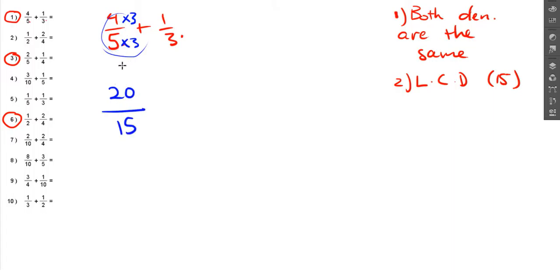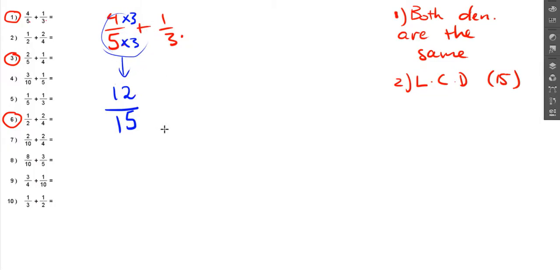So this fraction has been converted, or we found an equivalent fraction. 4 times 3 is 12, 5 times 3 is 15. I found an equivalent fraction, because 12/15ths, if I simplify it, is still 4/5. So it's the same fraction. I haven't changed the fraction, just found an equivalent fraction.